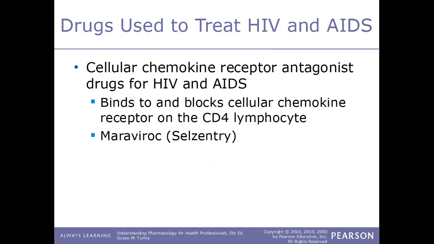So another kind of drug used to treat HIV and AIDS are cellular chemokine receptor antagonist drugs. And these act by binding to and then blocking cellular chemokine receptors on a CD4 lymphocyte. An example of this kind of drug is maraviroc, also known by the trade name of Selzentry.